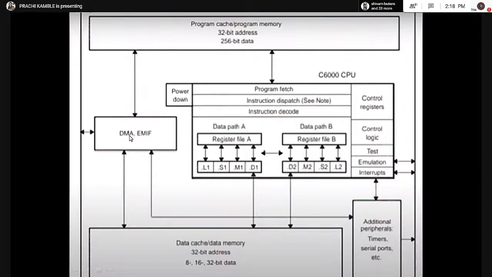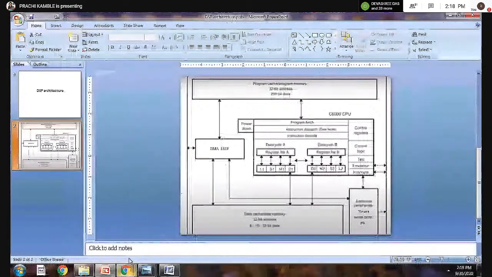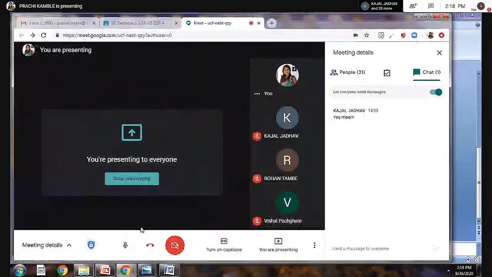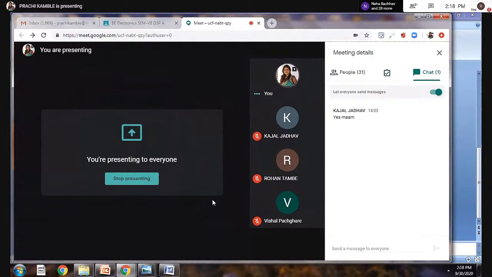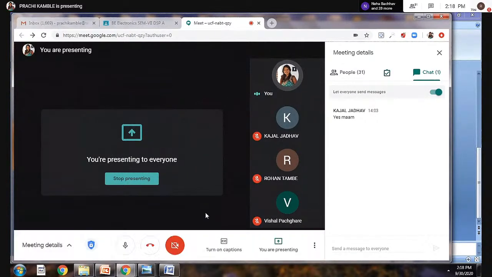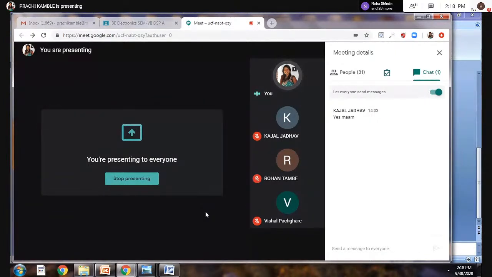So there is DMA and EMIF. What is EMIF? Can anyone tell me the full form of EMIF? What is the full form of DMA? Those who know can type it into the chat box or unmute your mic and answer this question. Full form of DMA and full form of EMIF. Quickly.